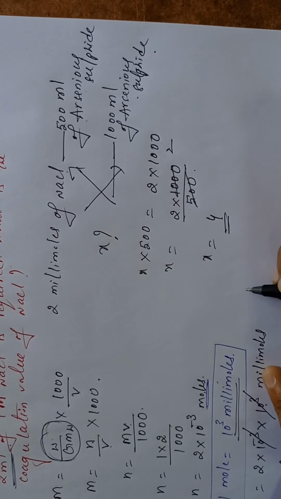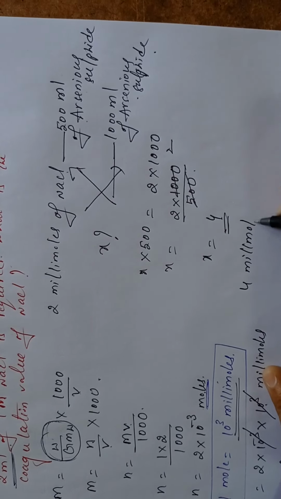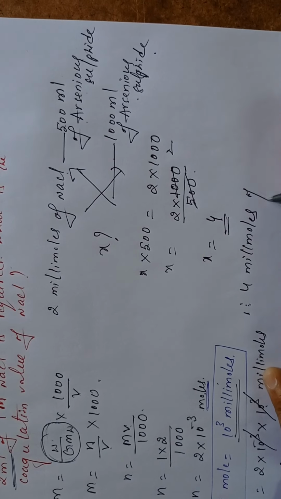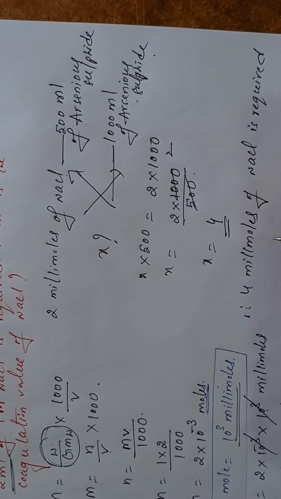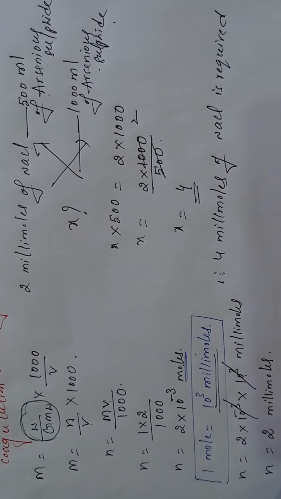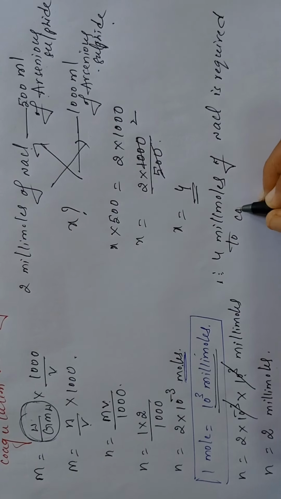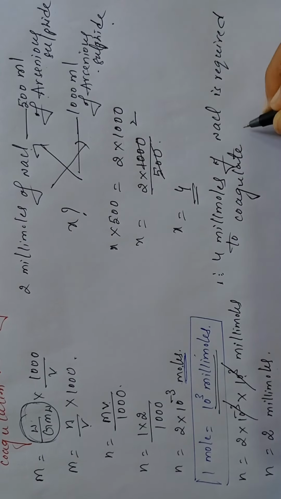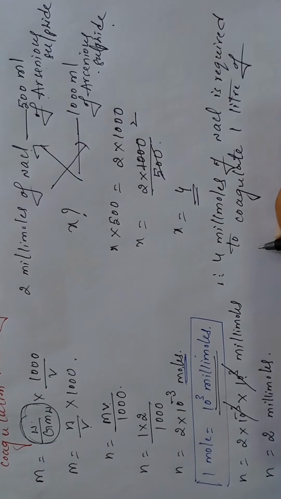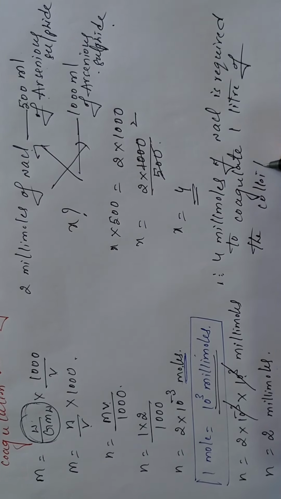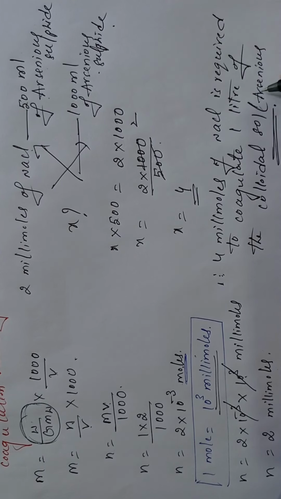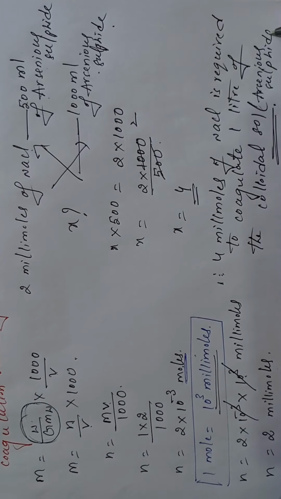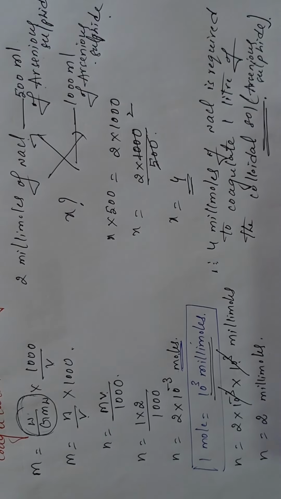So finally, 4 millimoles of NaCl is required to coagulate 1 liter of the colloidal solution, 1 liter of the colloidal salt. What is the colloidal salt? Arsenious sulfide salt. So this is nothing but the coagulation value, students.